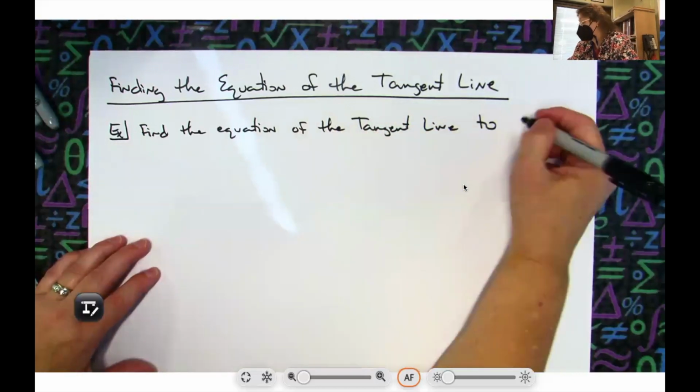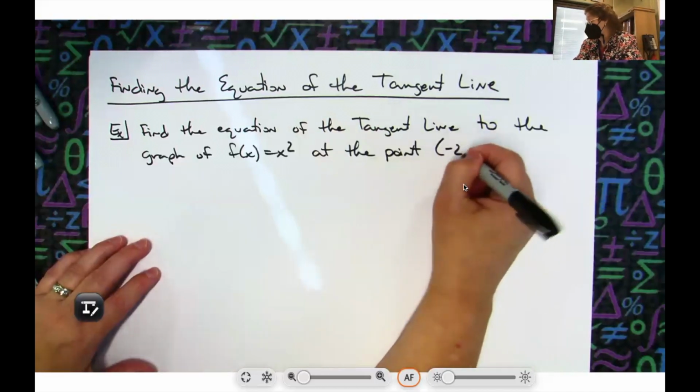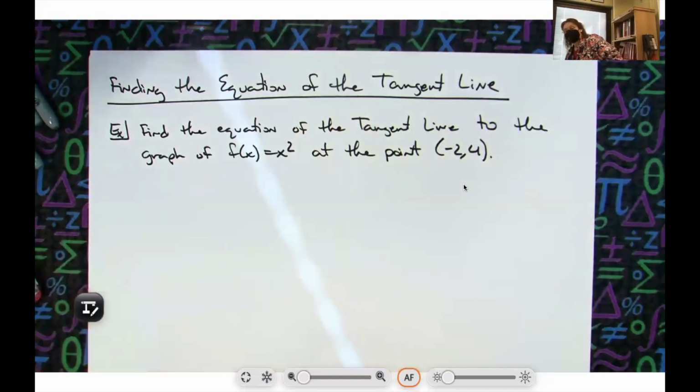to the graph of f of x equals x squared at the point, say, negative 2, 4. And we're going to do this using calculus.